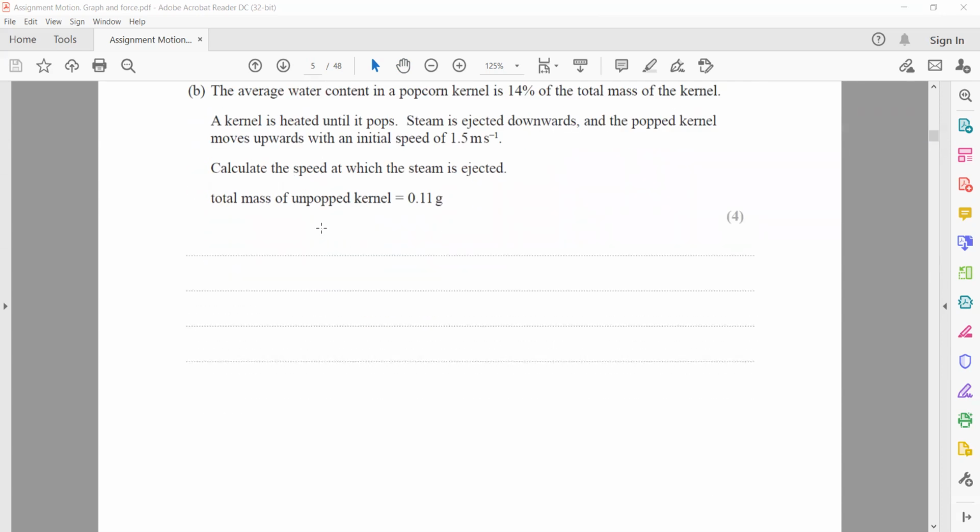The next part: the average water content in a popcorn kernel is 14% of the total mass. The kernel is heated until it pops, the steam is ejected downward, and the popcorn kernel moves upward with an initial speed of 1.5 meter per second. Calculate the speed at which the steam is ejected. The total mass of the unpopped kernel is 0.11 grams. So this is related mainly to momentum, relating motion with momentum.